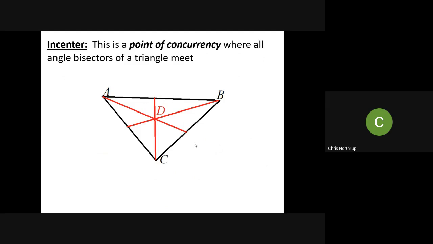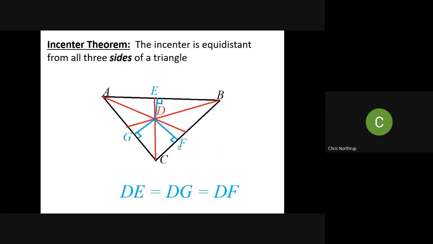If you draw the distance from D to each side, which you should remember is drawn at a right angle, all 3 of those lengths are going to be equal. So D to E, D to G, and D to F are all going to be the same length. That should do it for 5.1.